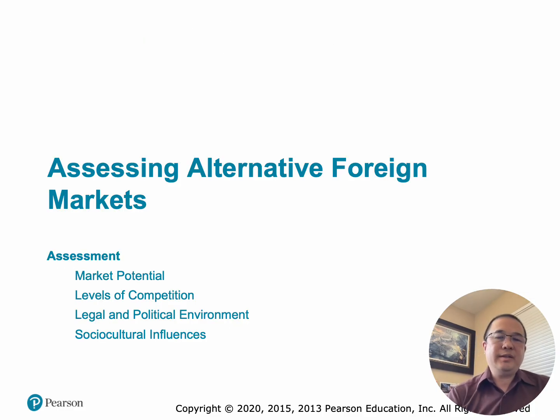So this summarizes the assessment stage of foreign market analysis. Before a company enters a country, it must systematically compare different markets using 4 major criteria. Market potential, levels of competition, legal and political environment, socio-cultural influences. Think of this stage as answering the question, which foreign market offers the best opportunity with the lowest acceptable risk? So number 1, market potential.